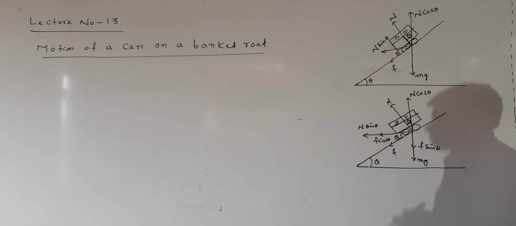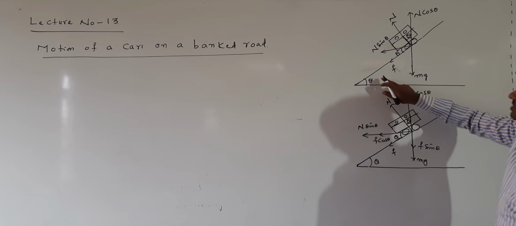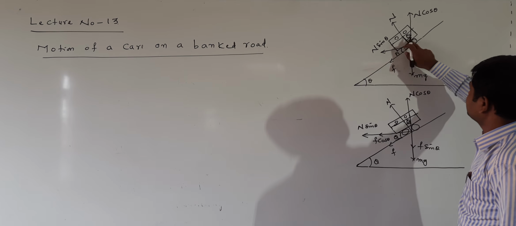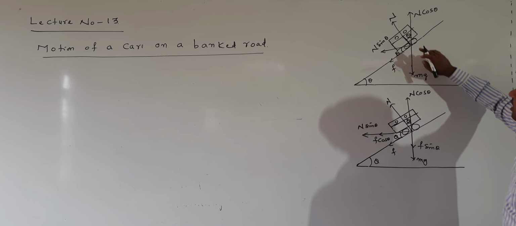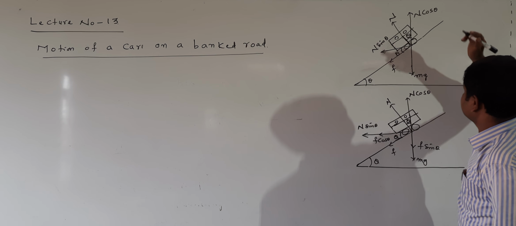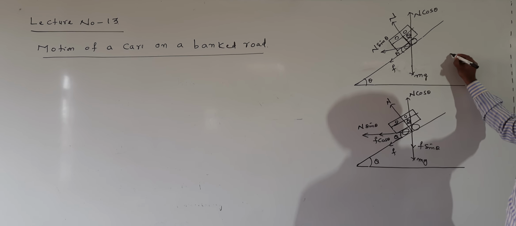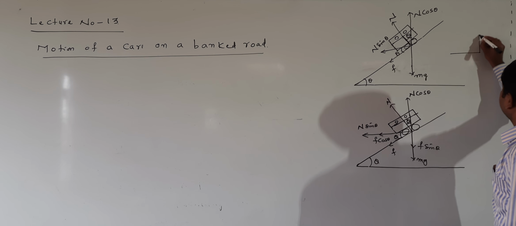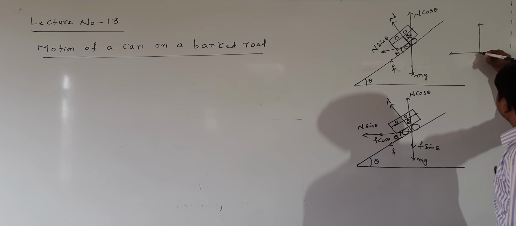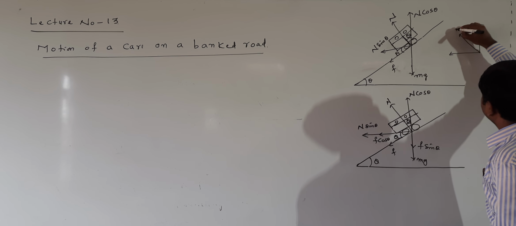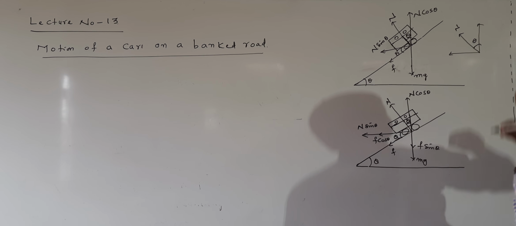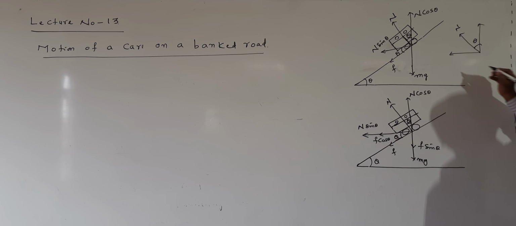From the rules of the triangle, this is theta, and this is also theta. Now this is the normal reaction. The normal reaction is divided into two components. I am showing here, this is the normal reaction, it is in this direction. Here the angle is theta. It is dividing into two components.